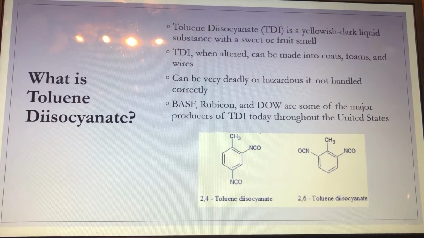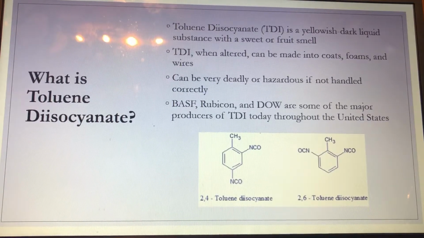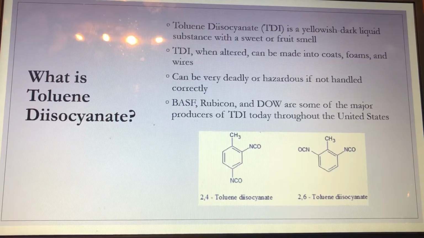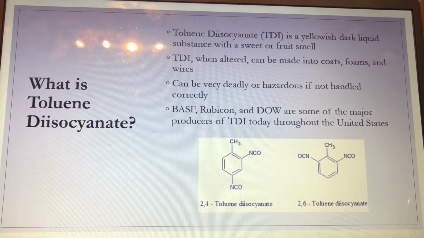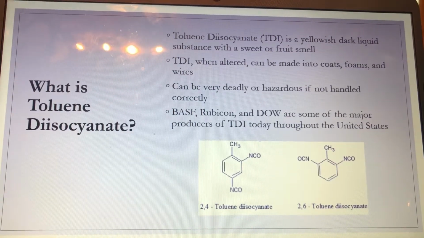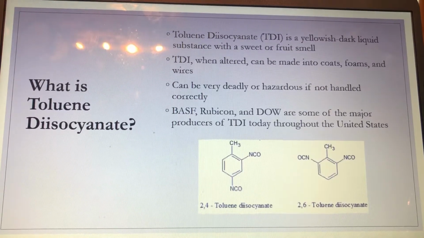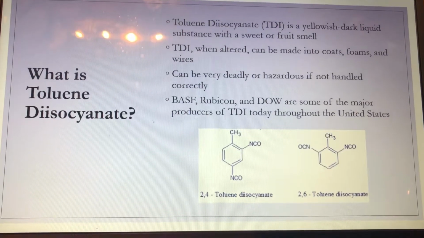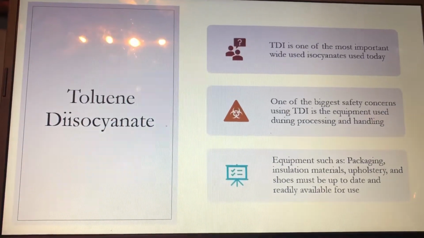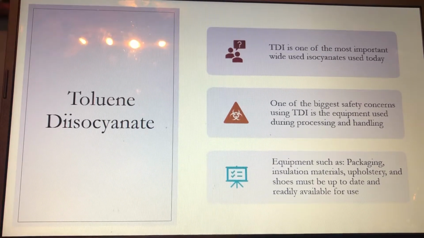Toluene diisocyanate, often referred to as TDI, is a yellowish dark liquid substance with a sweet or fruity smell. TDI, when altered or changed, can be made into coats, foams, and wires. TDI can also be very deadly or hazardous if not handled correctly. Many companies such as BASF, Rubicon, and Dow are some of the major producers of TDI throughout the United States today. TDI is one of the most important wide-use isocyanates used today.